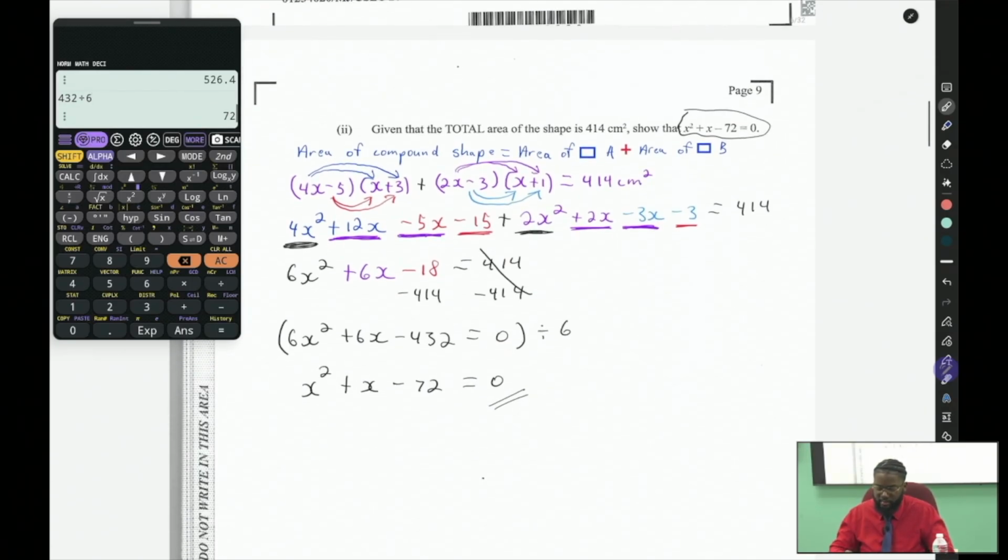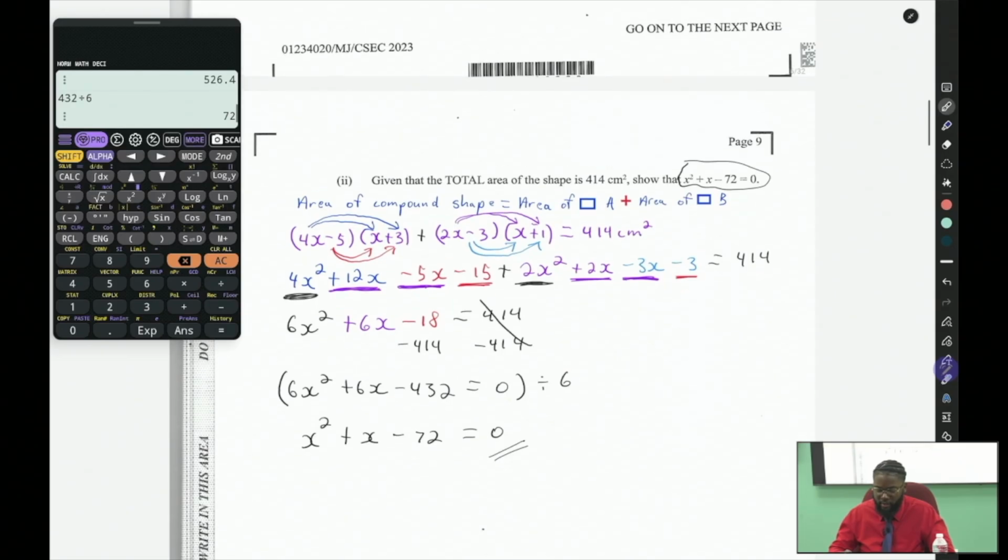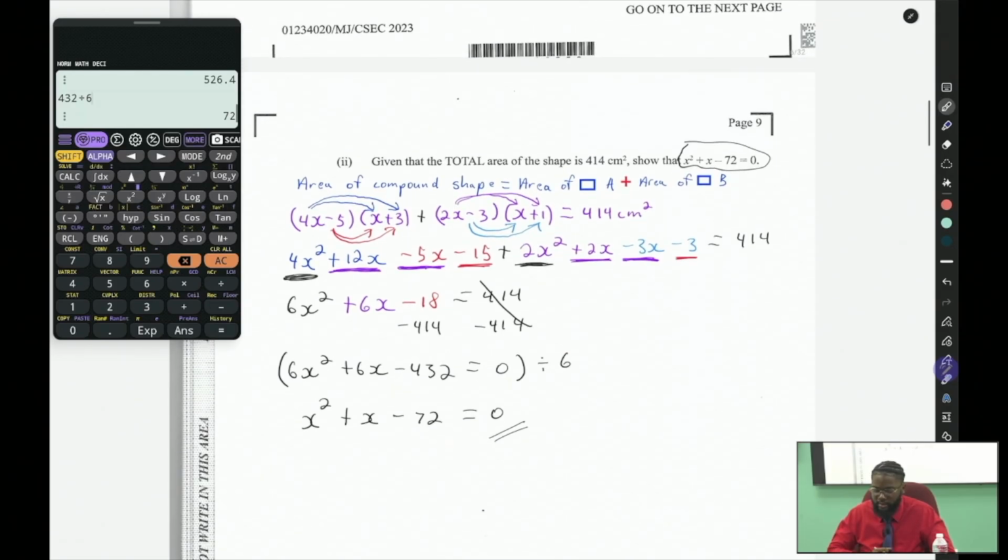So pretty simple. Are there any questions at this time? All right. So I hope everyone is following and making your notes. So let us continue.